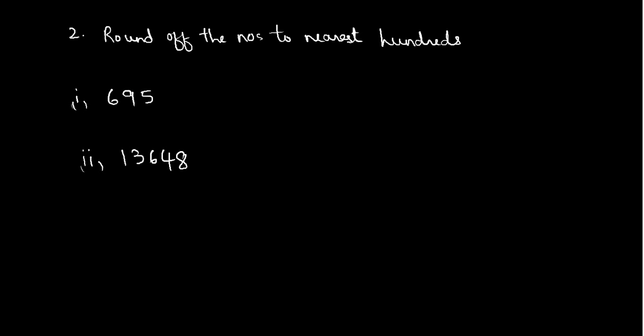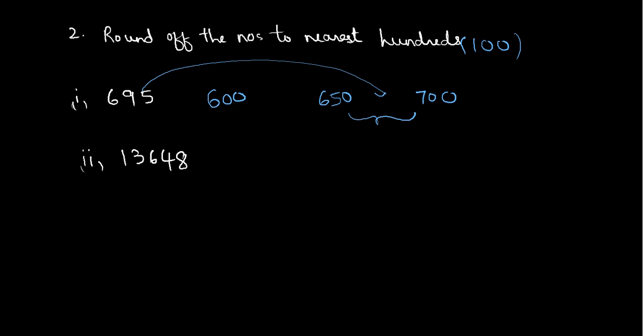Rounding of the numbers to the nearest hundreds. The nearest hundreds has 2 zeros. Now write 2 zeros and write the third digit given in the number. Then add 100 to 600, that becomes 700, and the middle number is 650. Now 695 will fall in this range, so the nearest hundreds will be 700. Similarly do for the next one.